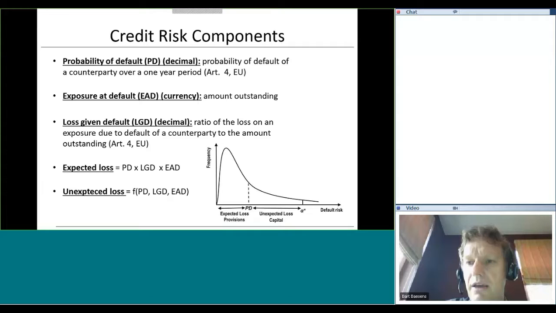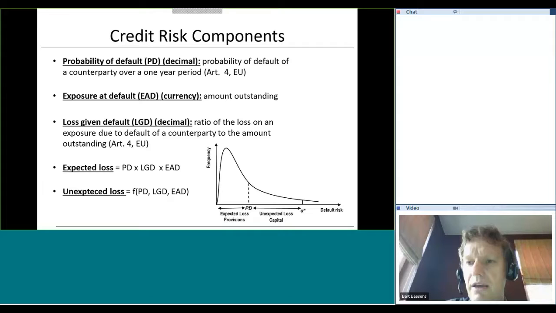The second very important component is the exposure at default. For on-balance sheet items like installment loans, mortgage loans, etc., this is just the nominal outstanding balance at the time of capital calculation. So if I started off with a mortgage of 250,000 euros and today I still owe 50,000 euros to the bank, then my exposure at default is 50,000 euros. It's the amount outstanding. It's usually expressed as a currency.